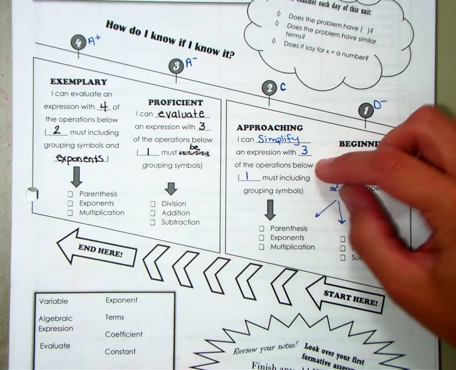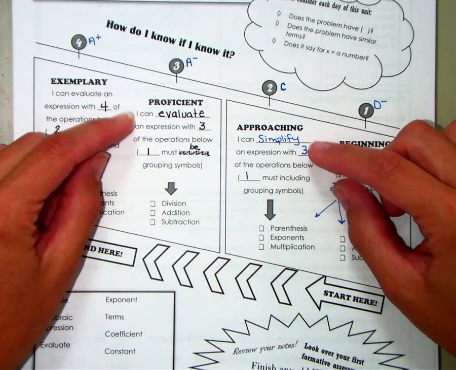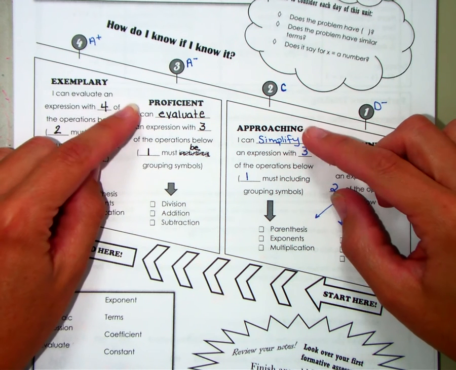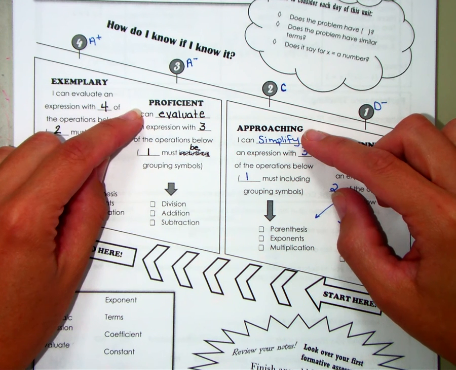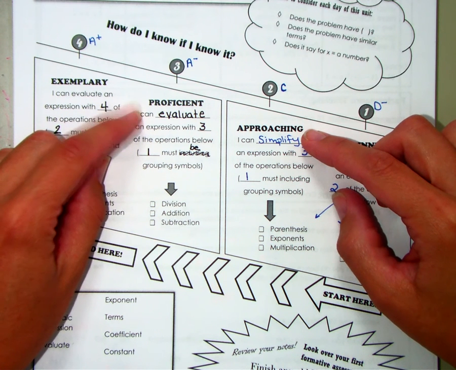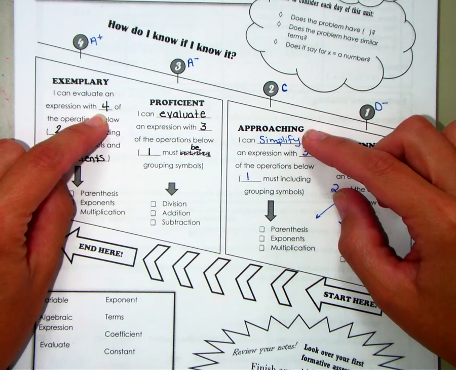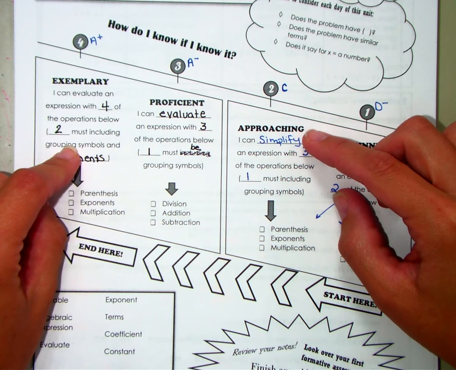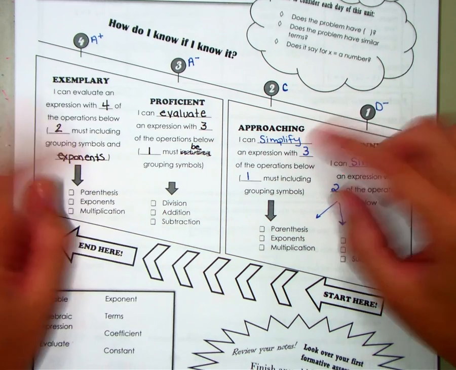If you look at the difference between level 2 and level 3, you still are going to have an expression with 3 operations, and one of them is going to be parentheses, but the difference is simplifying versus evaluating. So if you can plug in or replace that variable with the number, that's how you're going to get to a level 3. When we do level 4s today, we will have 4 operations, and 2 of them have to be parentheses and/or exponents. Okay, so you will see both of those today.